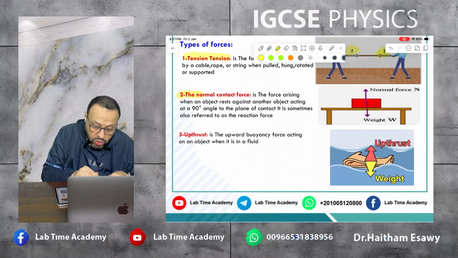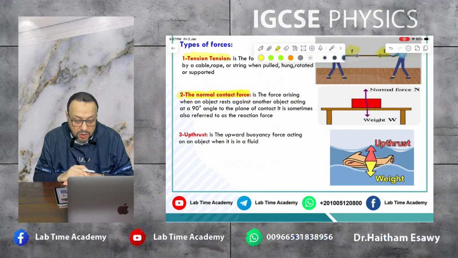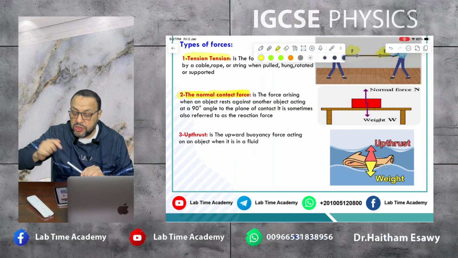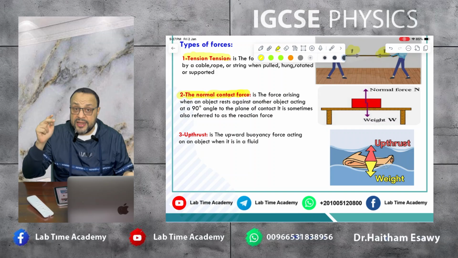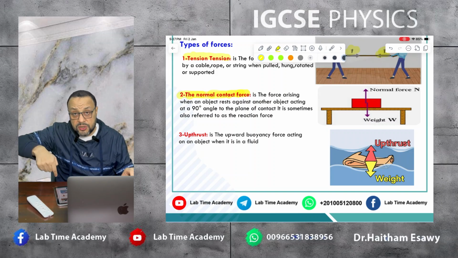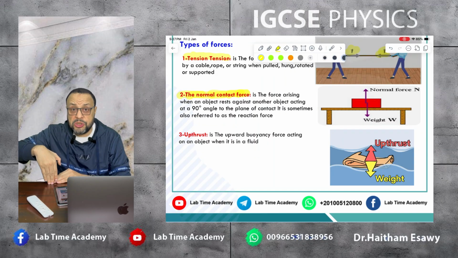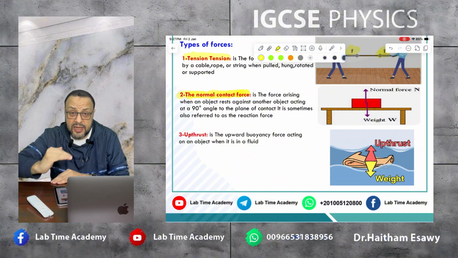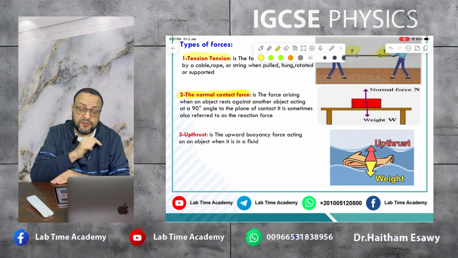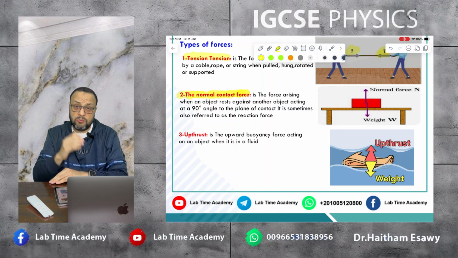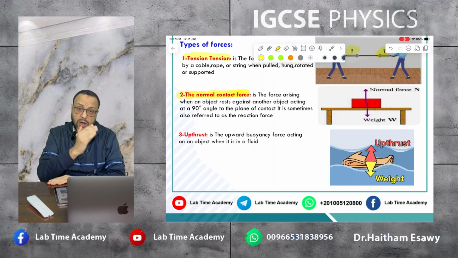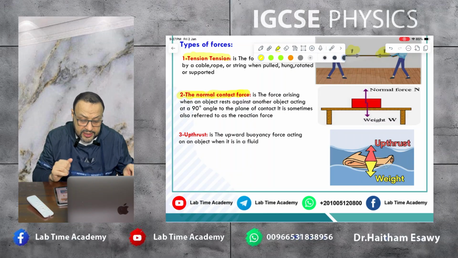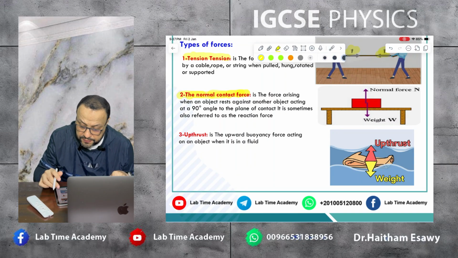The second thing is the normal contact force. What about the normal contact force? If we have an object like this and I put it on the table, we have two forces that affect this object. We have a downward force and an upward force. The downward force is the weight of this object, and the upward force, perpendicular to the surface, I can name it the normal or contact force. So one more time, the normal or contact force is always perpendicular to the surface and acts upward.